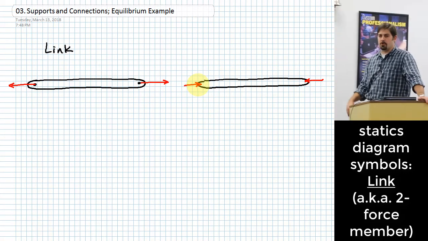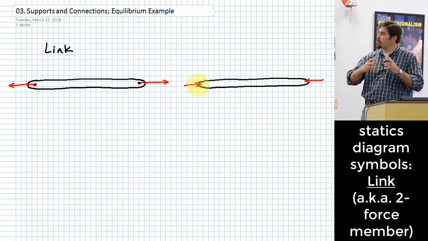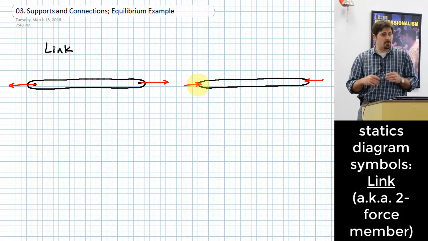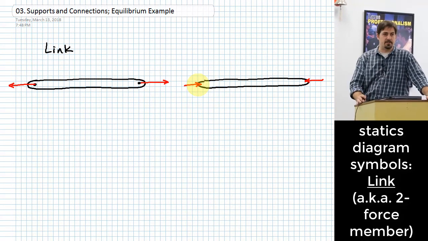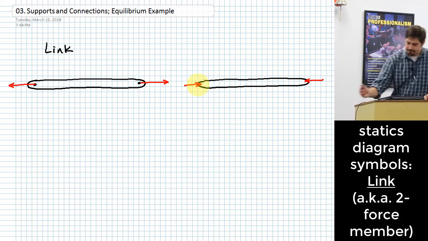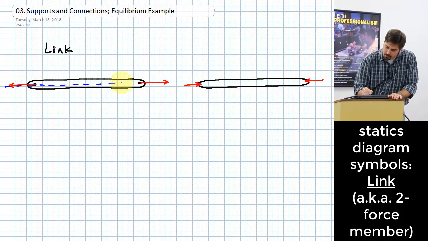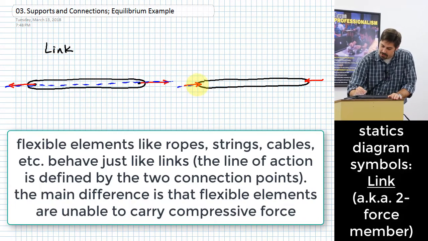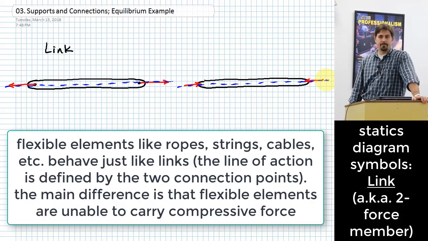This is assuming that your pins are frictionless, meaning that you are not actually able to apply a twisting action at the pins. Okay, so if you see something like this where it's got a pin on both ends and there's nothing else connected to it, then you can assume that the force acting in that member will be along a line between the two pins, right? This will be what we call the line of action of those two forces, okay? And if you see a member like this, you know that it's got to behave that way, okay?